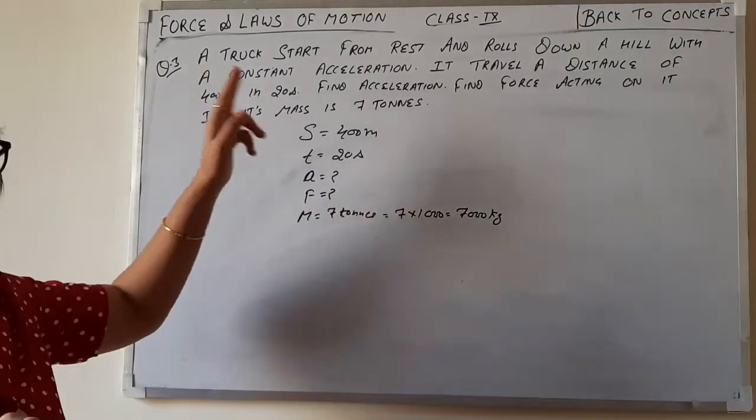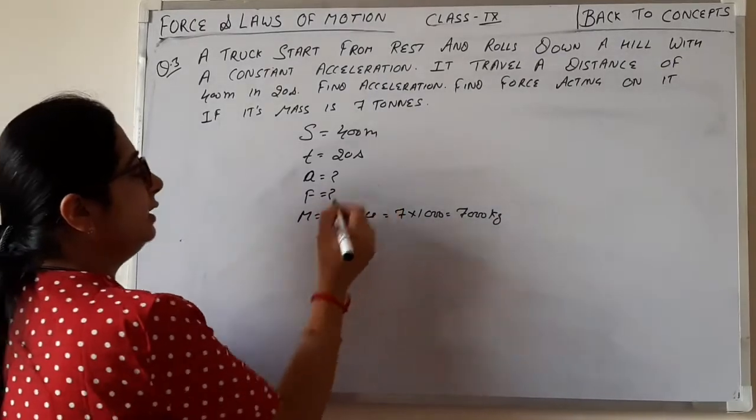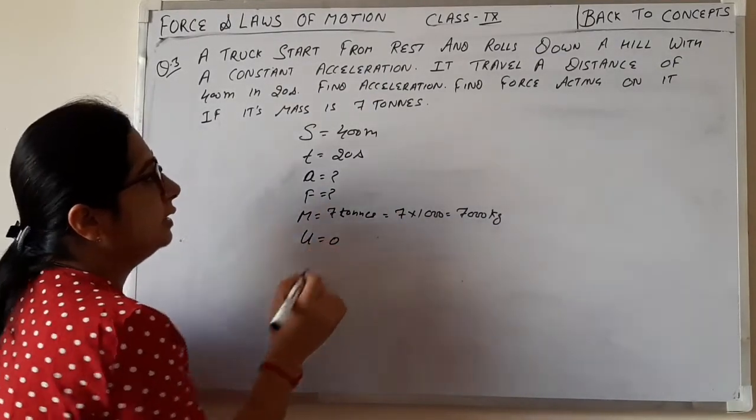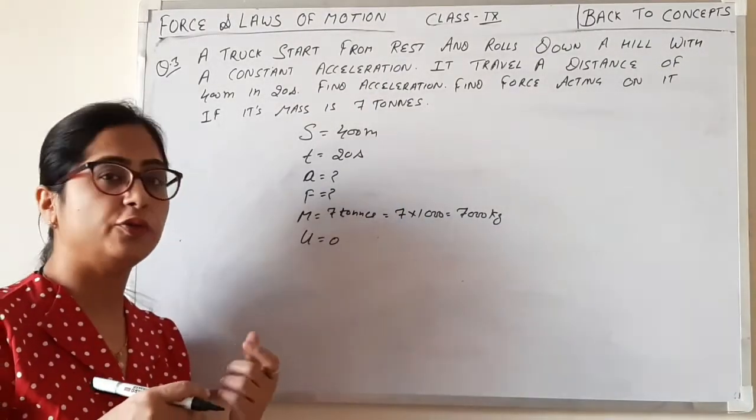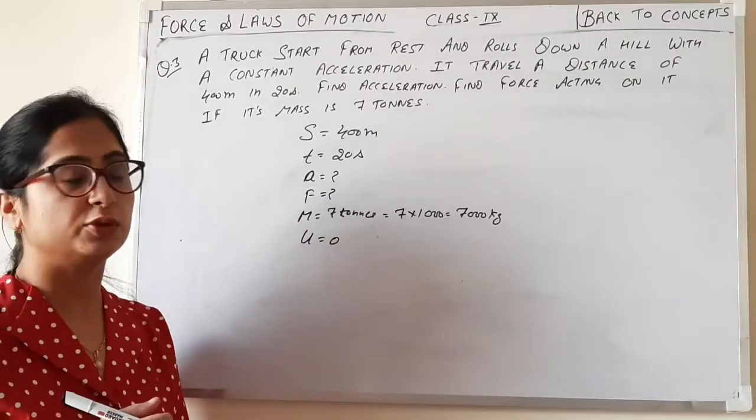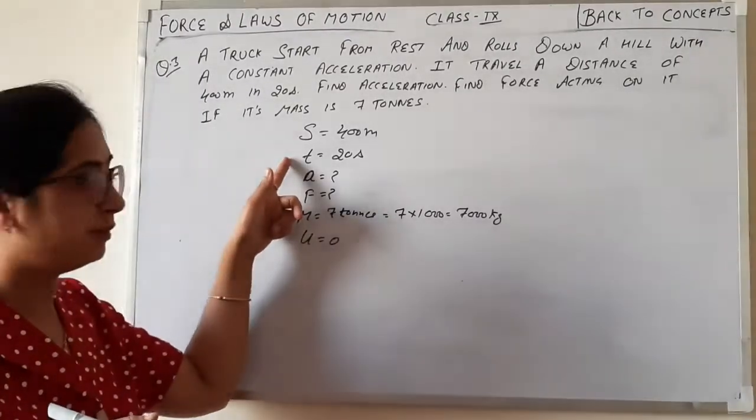That is equal to 7000 kilogram. So truck starts from rest. So initial velocity must be 0 here. So we will go for the second equation of motion because here time is given.